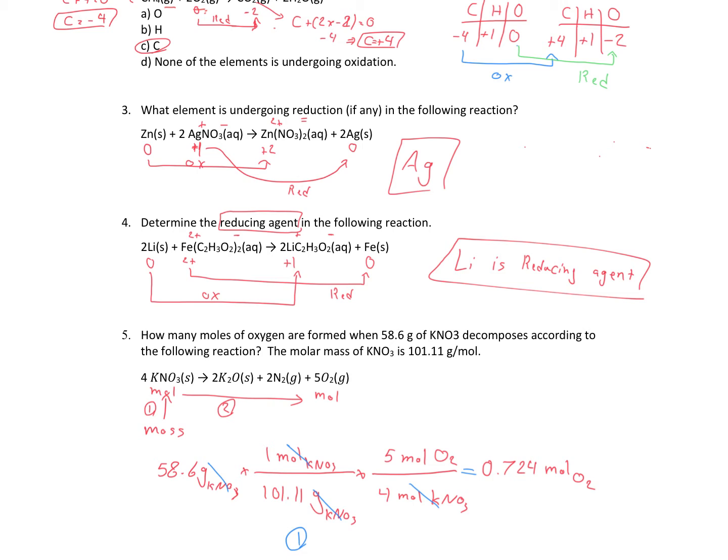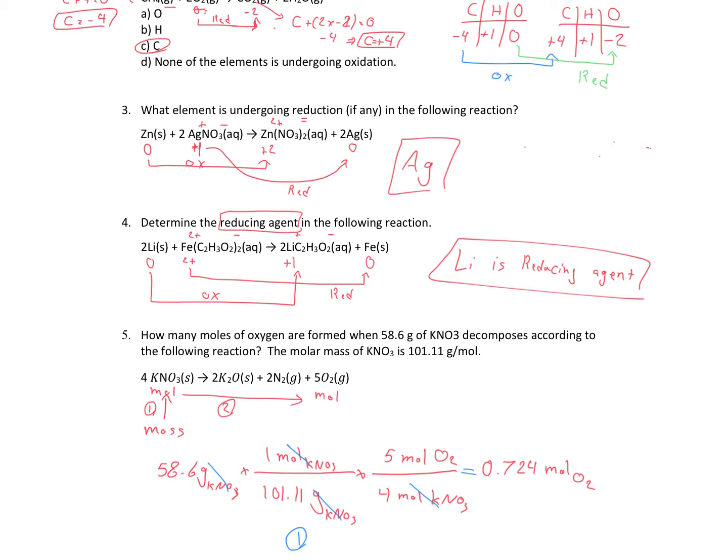Okay, so for lithium, we are going from 0 to +1, so we have an increase in oxidation state. So lithium is oxidized. Iron goes from +2 to 0, so it's going down, so it's reduced. So iron is reduced, lithium is oxidized. What is the reducing agent? We said the reducing agent is something which is oxidized itself. Which one is oxidized? Lithium is oxidized. Since lithium is oxidized, that's the reducing agent. So the answer is lithium.